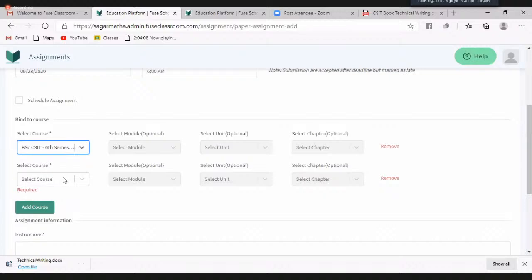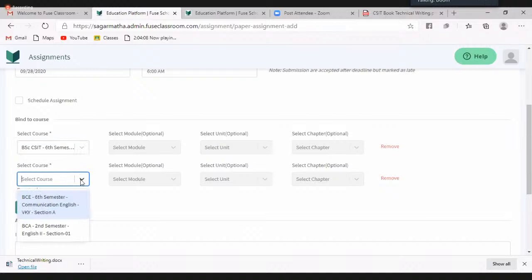Yes, and this one. Look at the right. There are two remove buttons. You can remove the second one. Yeah, BCA and BC 6th semester. Look at the right. There is a remove button. This class will end in 2 minutes. All the way to the right, there is a remove button.